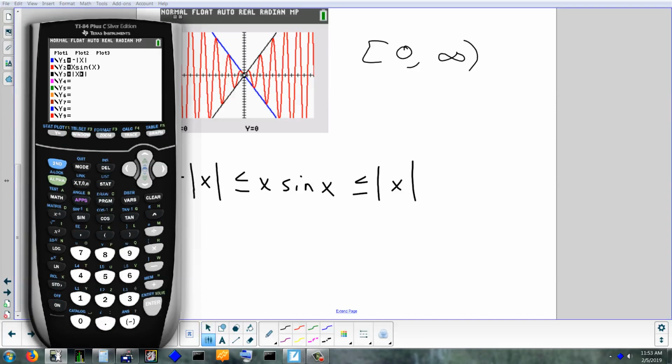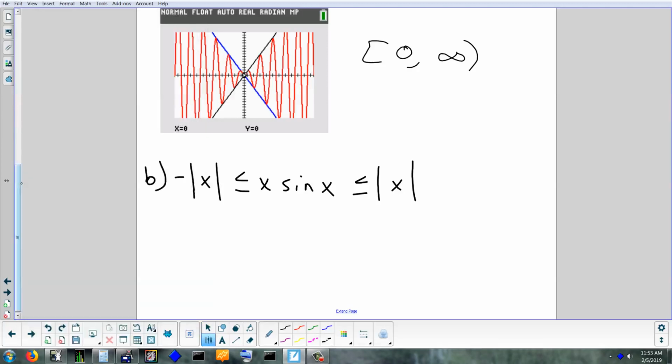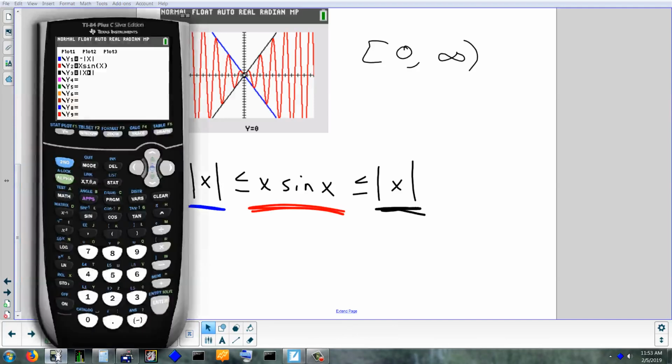So the coloring is the same. The negative absolute value is in blue. X sine x is in red. And the one on the right is in black. Keep the same window. Now hit graph.